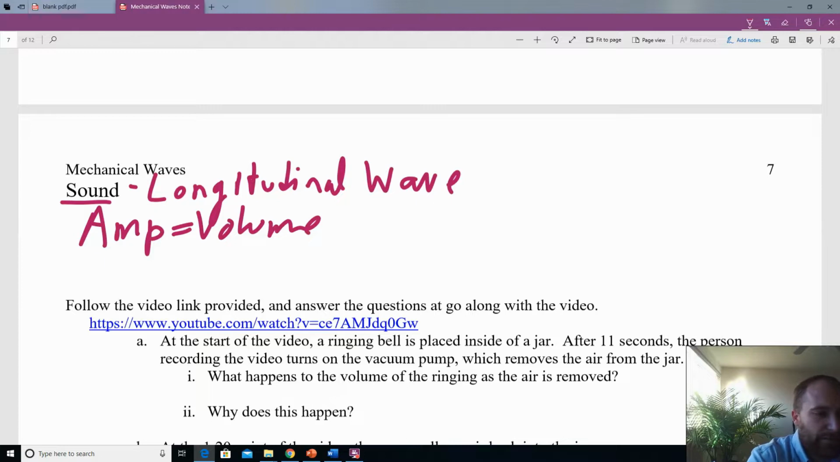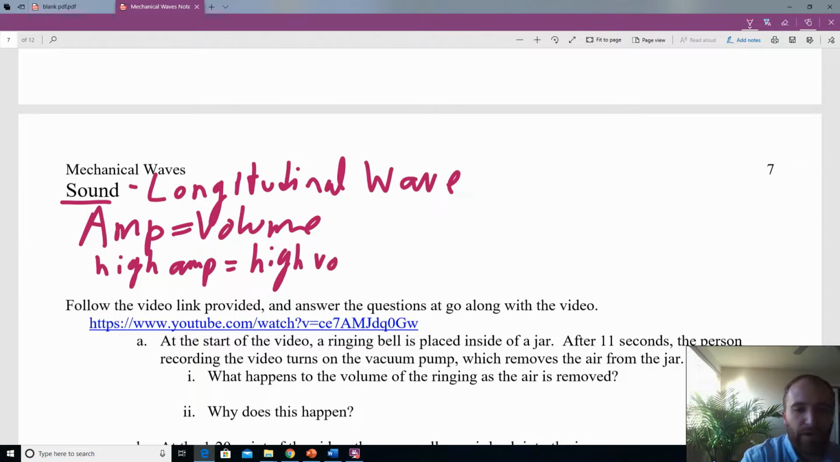Meaning, high amplitude equals high volume. So if you wanted to listen to this video at high amplitude, lots of energy, you would just turn up the volume on your speaker or headphones or whatever you're using. So amplitude is related to the volume.